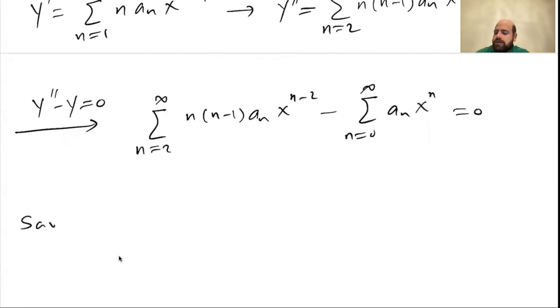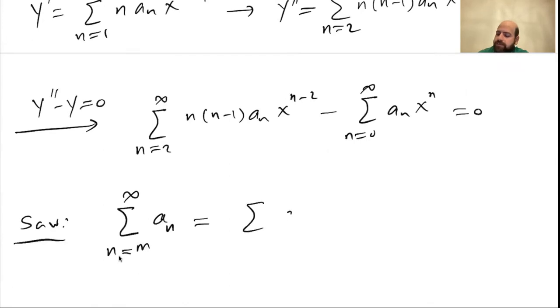We also saw an important property of sigmas. Let's say you have sigma a n, with n from m to infinity. Now, if you want to change n to n plus L, then the starting point will shift L units to the left. So the starting point will be n from m minus L to infinity.